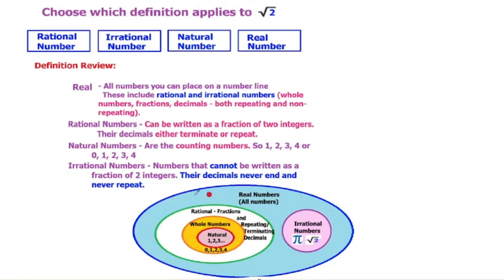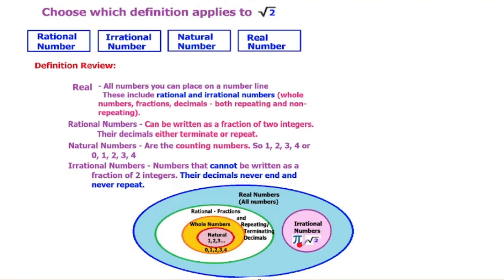Okay, so real numbers is basically all numbers. Rational numbers can be fractions and repeating or terminating decimals. Whole numbers are your counting numbers, which start with 0, 1, 2, 3, 4, and your natural numbers are 1, 2, 3, etc. Okay? So natural numbers are a subset of whole numbers. Then we have our irrational numbers, which are a subset of the real numbers.